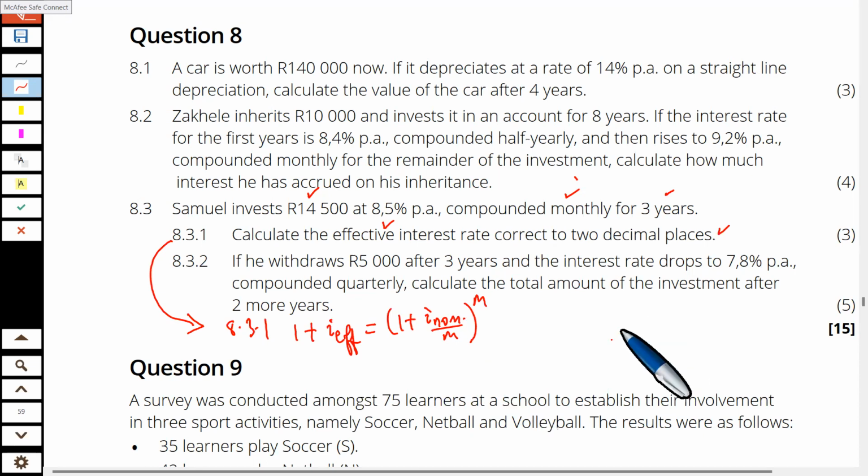Right, so if we want to calculate the effective interest rate, correct to two decimal places, we want to find r effective. So r effective is 1 plus the nominal interest rate. We have the nominal interest rate. The nominal interest rate is exactly 8.5% there, okay?